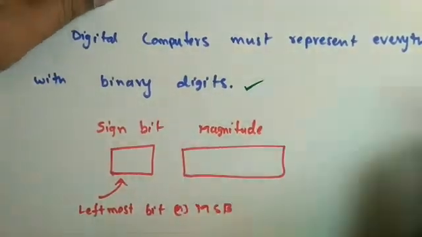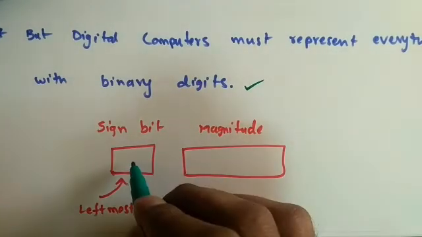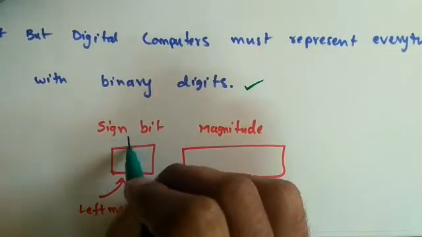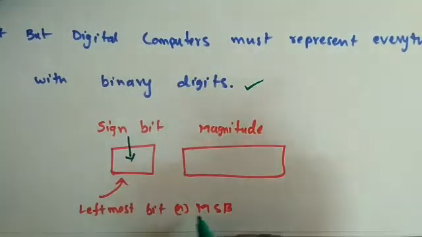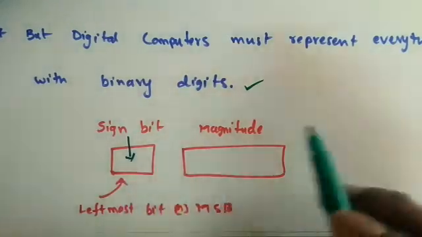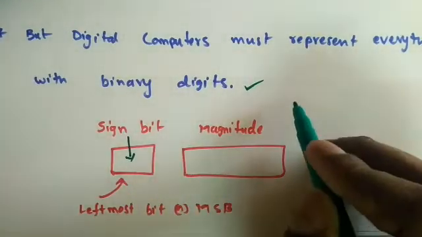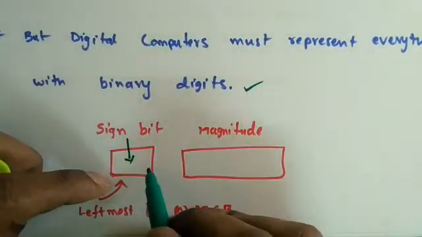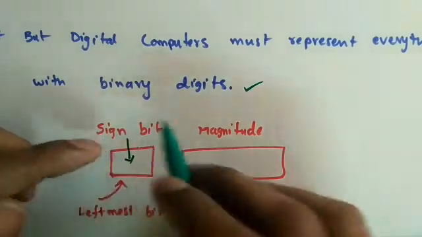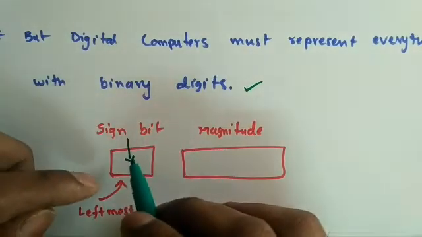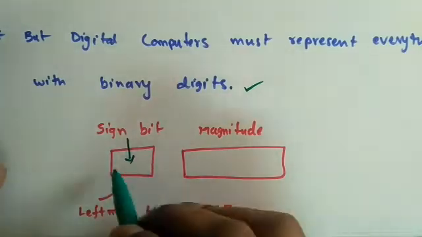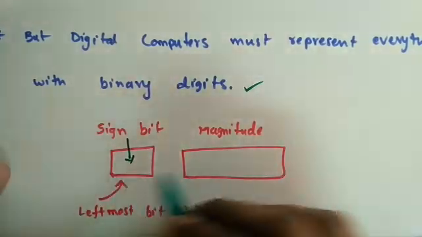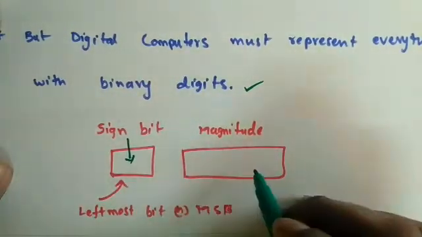This is the formation: the leftmost bit is called the sign bit, right? The leftmost bit, or we can say MSB, the most significant bit, don't confuse it with LSB, the least significant bit. The leftmost bit is always the sign bit. If there is no sign, that is, it is not a signed magnitude form but an unsigned number, then it will simply be MSB, and we get the magnitude according to that.